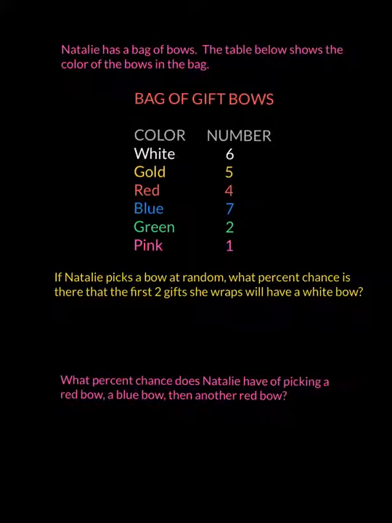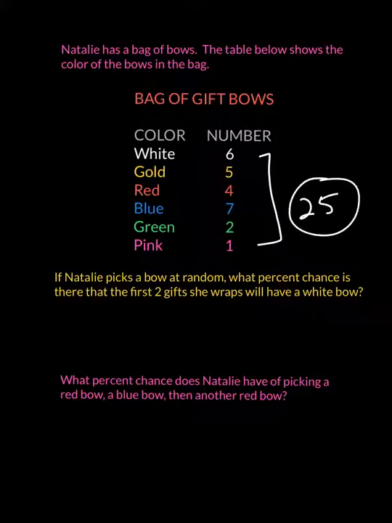Our next scenario says Natalie has a bag of bows. The table below shows the color of the bows in the bag. So we have a list of colors and how many bows total for each color there are in the bag. Now when I total these up, I need to find out how many total bows there are, and there are 25. So our first question says if Natalie picks a bow at random, what % chance is there that the first 2 gifts she wraps will have a white bow?